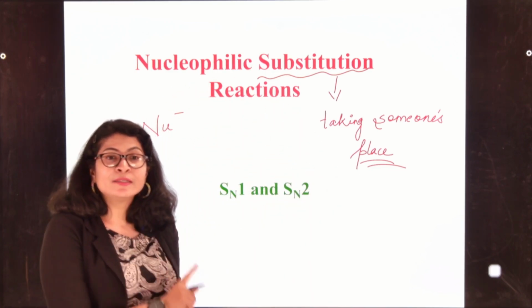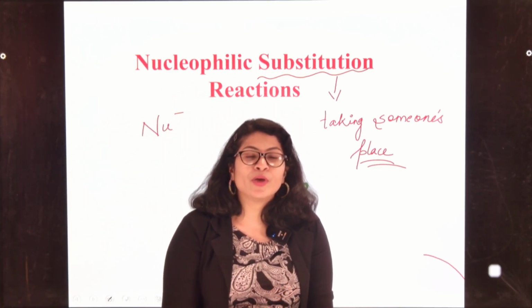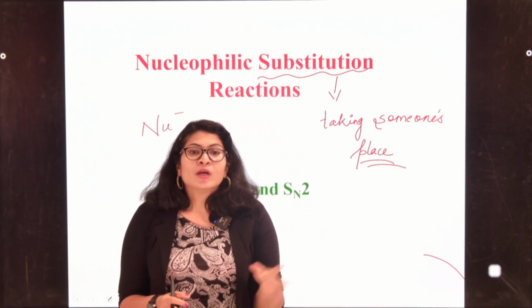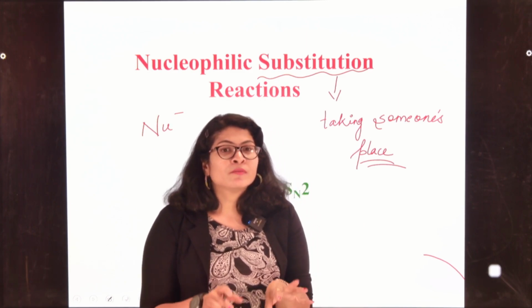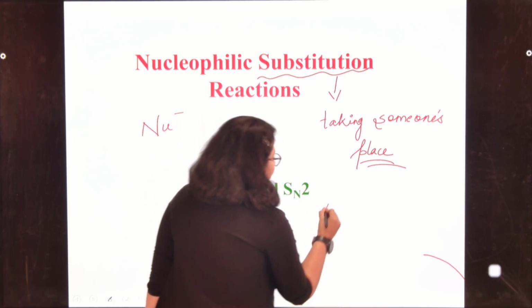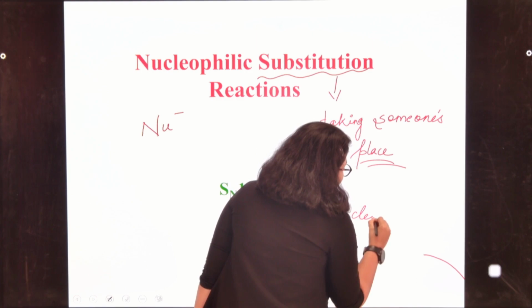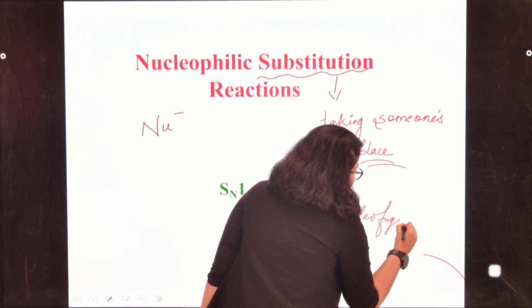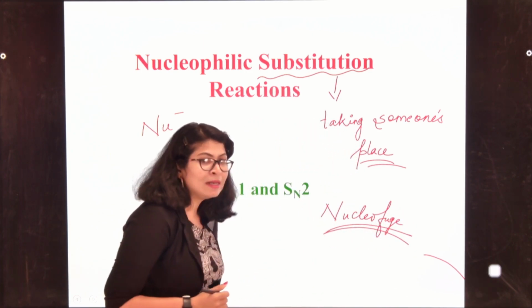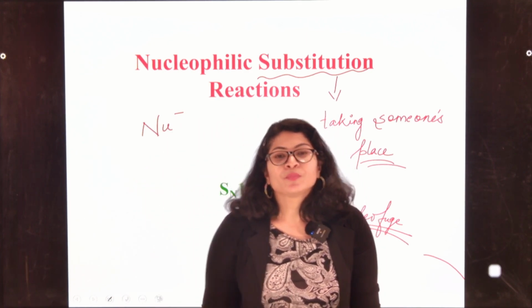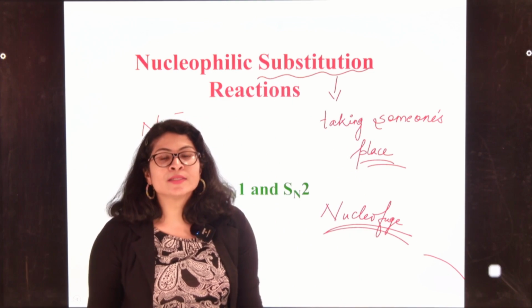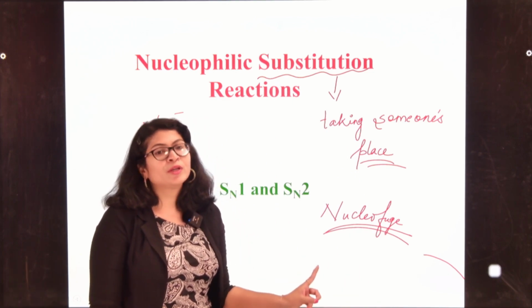So basically it deals with a group of reactions where in a chemical compound a nucleophile is replacing a leaving group, which we call nucleofuge. So basically a nucleophile is replacing a nucleofuge and taking its place. So that group of reactions is called nucleophilic substitution reaction.